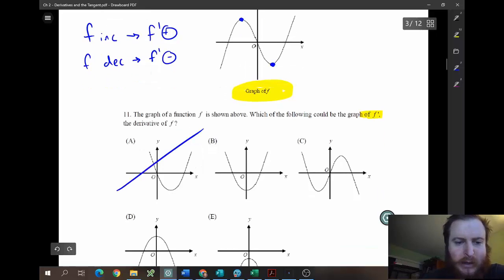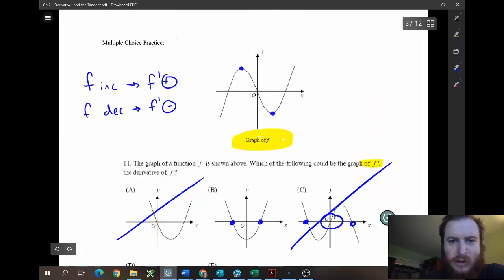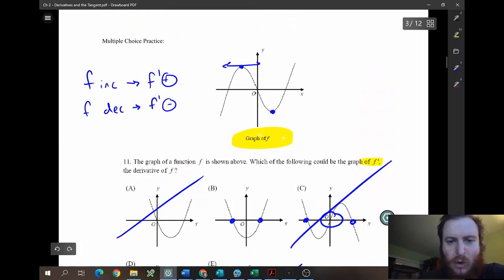So A does not have zeros in those points. B does have zeros at those points. C has zeros at those points, but it has an extra zero, so it can't be C. And D has zeros at those points. E doesn't have any zeros, so it can't be E. Right? And the reason those are zeros is because those are our horizontal tangent lines. Remember that basically when f has that horizontal tangent line, then f prime will be equal to 0.